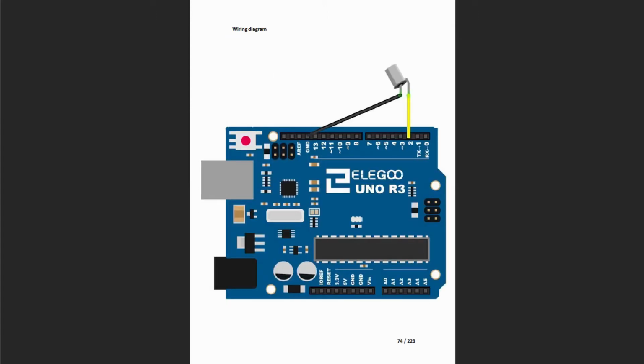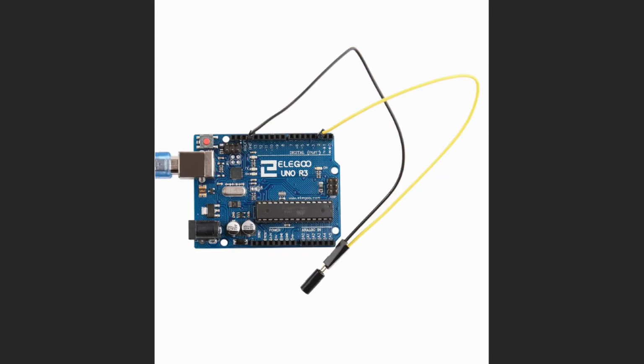On page 74, you'll see the wiring diagram. I should point out we're not going to use a breadboard. We're simply going to connect the female ends of the jumper wires to the tilt ball sensor and the male ends to the Arduino board. Okay, let's jump to the code.